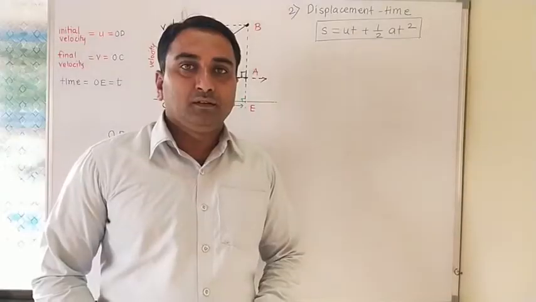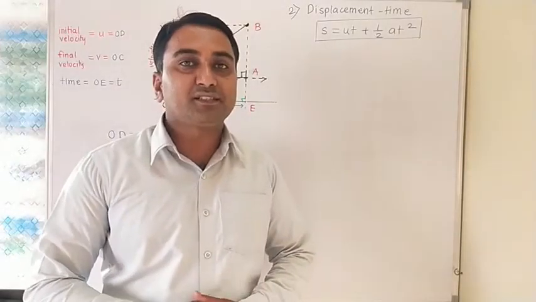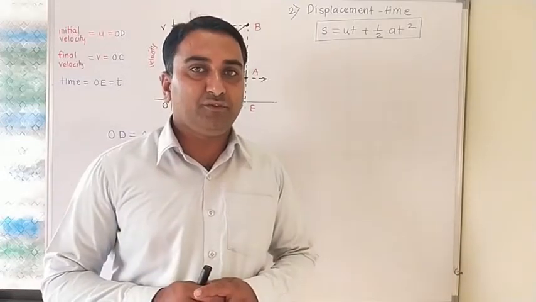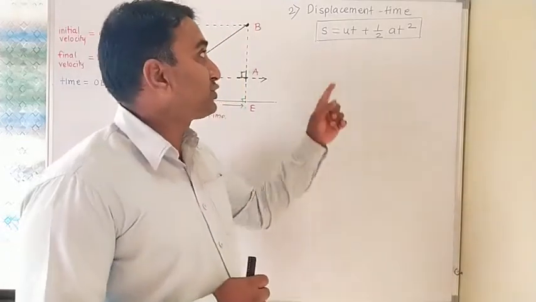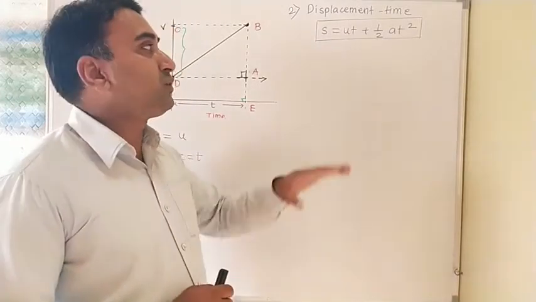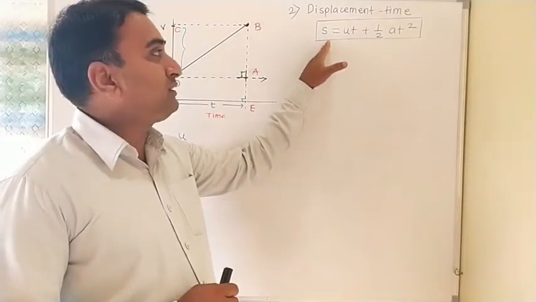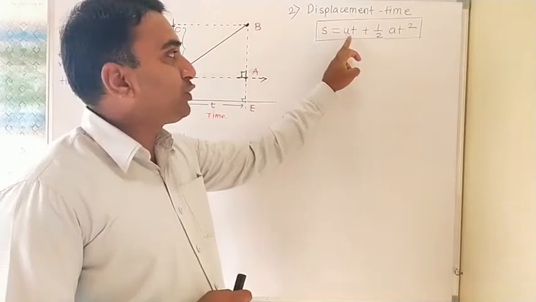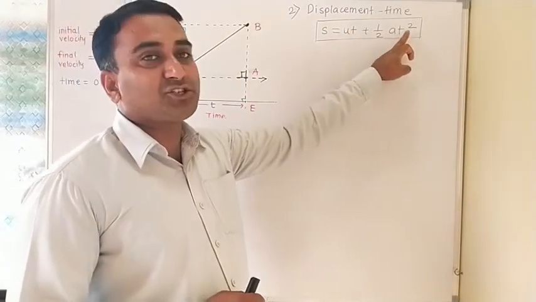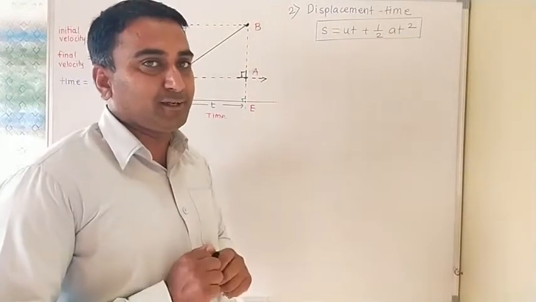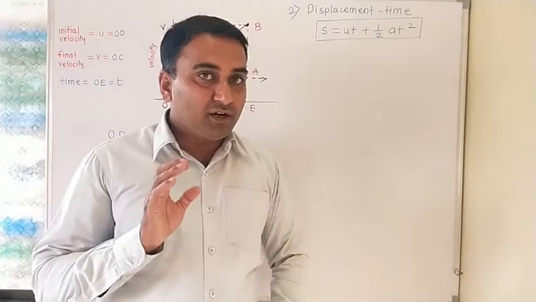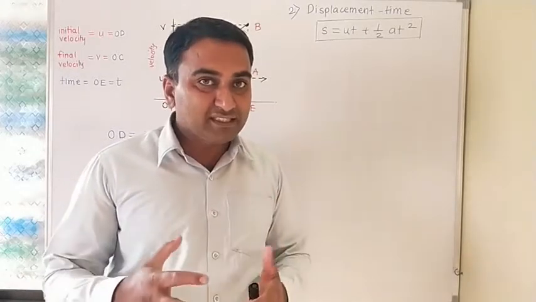After discussing the first relation, that is the velocity time relation, we are focusing on the second relation, that is the displacement time relation. So what is the equation stated by Newton? Displacement is equal to ut, means initial velocity into time, plus half of acceleration into time square. See here. So are you observing, or are you revising this, or memorizing this?